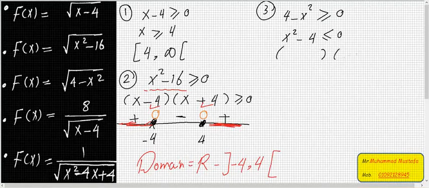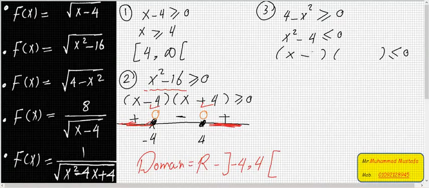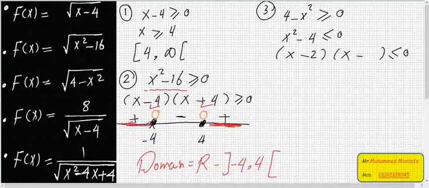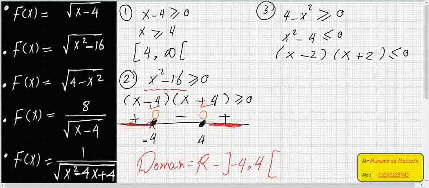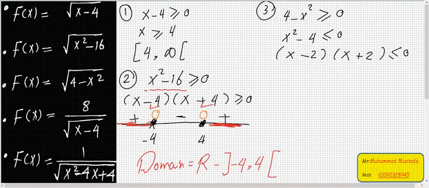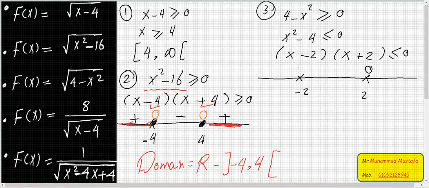Factorize the difference of two squares, and find the sign of the function. X power 2 minus 4 equals x minus 2 times x plus 2. Negative 2 and 2 are the two roots of the function. We distinguish the sign of the function. Here negative 2 and 2. At negative 2 and 2, the function is 0.